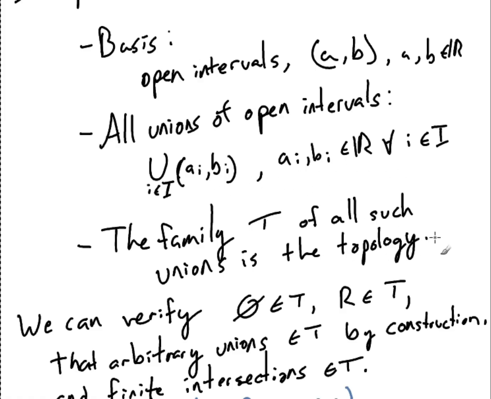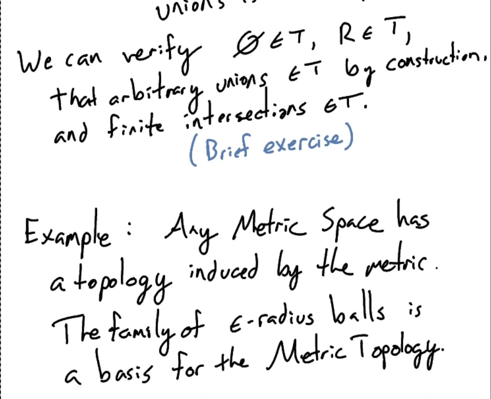And this makes a new family. All of these unions make the topology. If we go through, we can verify that the empty set is a member of this topology. We simply take the open interval that starts and ends at the same point A. There's nothing in that because it's open.